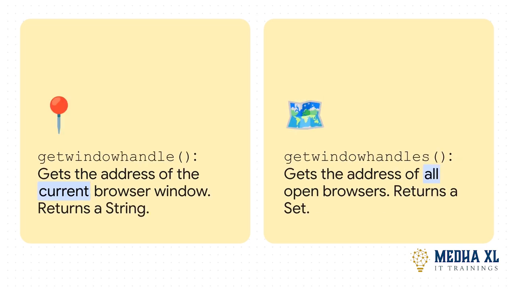So how do you even manage all those different windows? Well, Selenium gives every single window a unique ID, which it calls a handle. Think of it like a name tag. If you just need the ID for the window you're on right now, you use getWindowHandle. Simple. But if you're juggling multiple windows and need to switch between them, use getWindowHandles, again with an S, and it gives you a whole set of all the IDs so you can hop from one window to another.